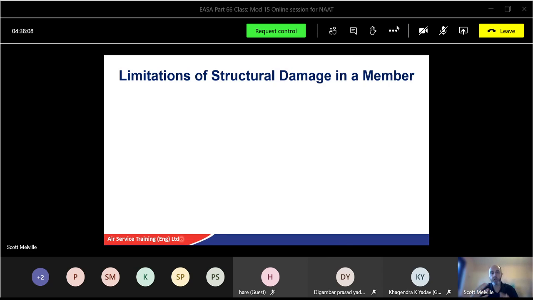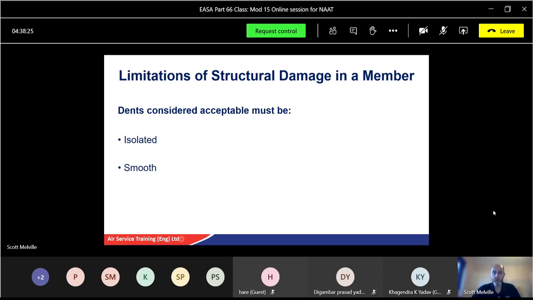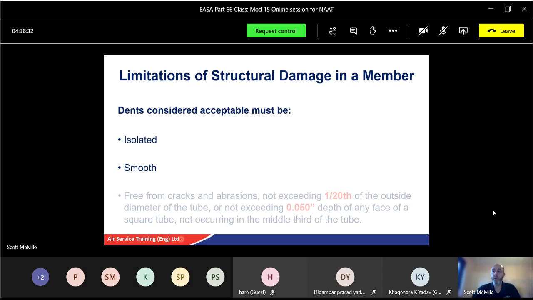Now, the member could be a strut, it could be a connecting rod, it could be lots of things. Now, when we look at damage, we think of things like dents. Dents can be acceptable, provided they're isolated within a set tolerance, smooth, so there's no roughness that can cause fractures. A dent is obviously damage, but it can be accepted up to a smooth amount.